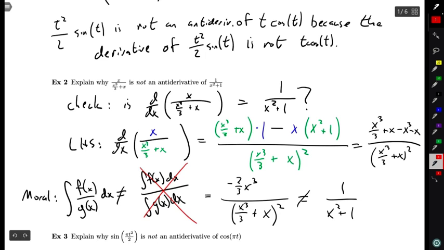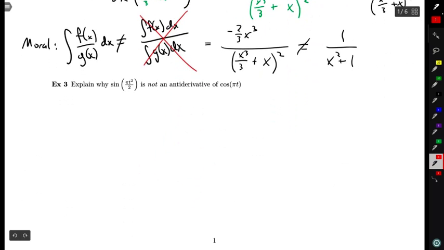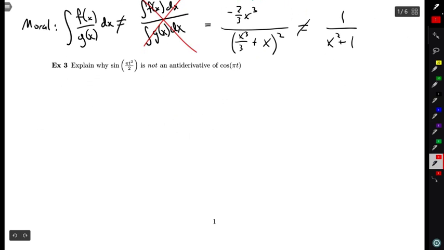All right, one more example that we want to take a look at here. So we want to explain why sine of pi t squared over 2 is not an antiderivative of cosine of pi t. Again, maybe this seems like a reasonable possibility because I've taken the antiderivative of cosine and gotten sine, and the antiderivative of pi t and I got pi t squared over 2. But it's going to turn out that this isn't a good way of taking an antiderivative. So let's see why.